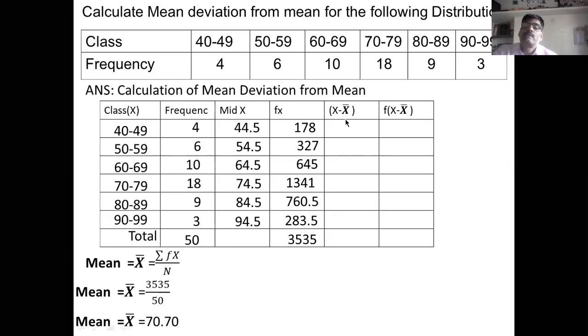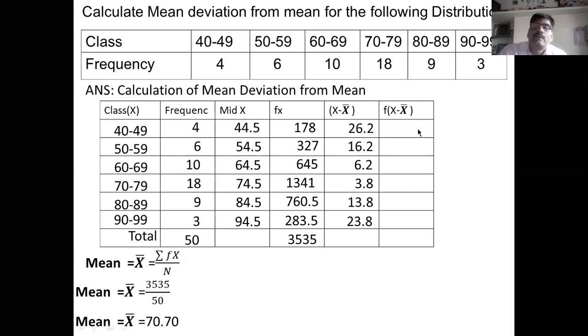Now you calculate x minus x bar. X bar is 70.7. X is mid x. You have to take this mid x. Forget the class. Take the mid x and ascertain the difference. 44.5 minus 70.7 is 26.2. Then 16.2, 6.2. Next 3.8, that is 74.5 minus 70.7. Then 13.8, 23.8. Like this you calculate the difference.